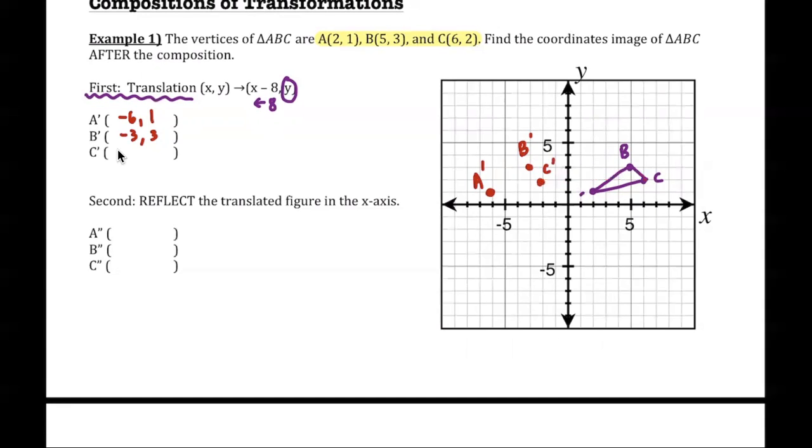But to find the actual ordered pair here, we want to make sure that we measure from, sorry guys, I don't know why that's happening. And we're going to measure from the origin.